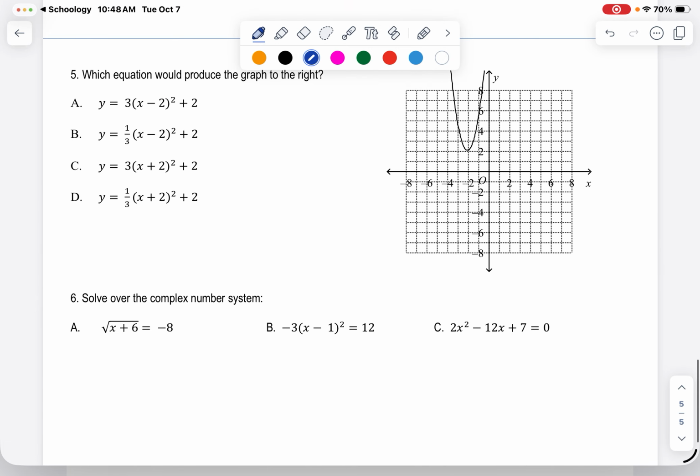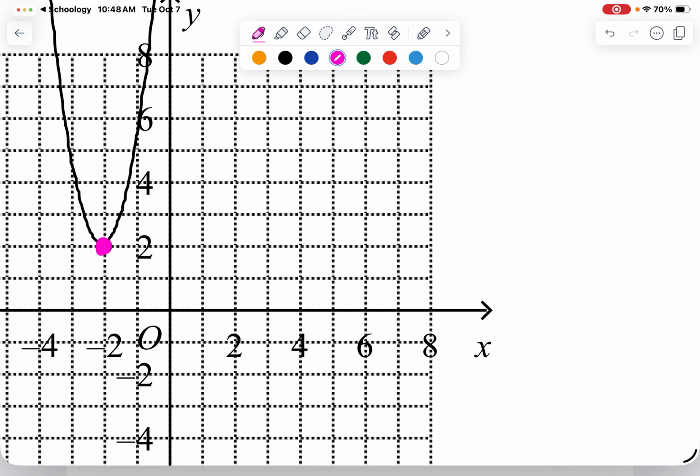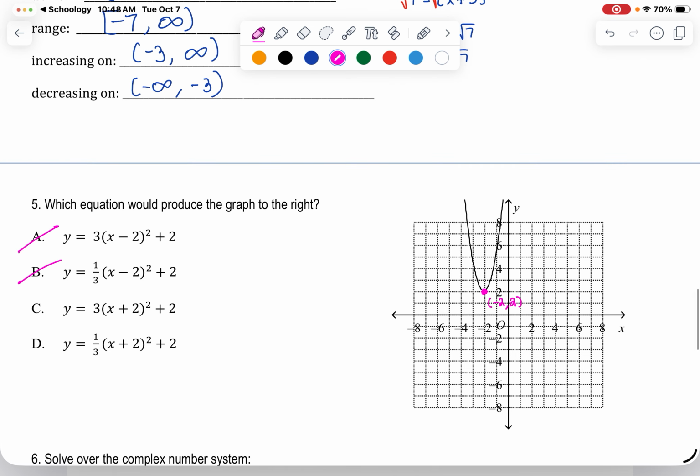All right, last section here. Which equation would produce the graph to the right? If you look, all 4 of these are in vertex form. So first off, let's get the vertex. Here's the vertex right here. That is, oh goodness, negative 2, positive 2. So I'm looking for an x plus 2 quantity squared plus 2. So this is out and this is out.